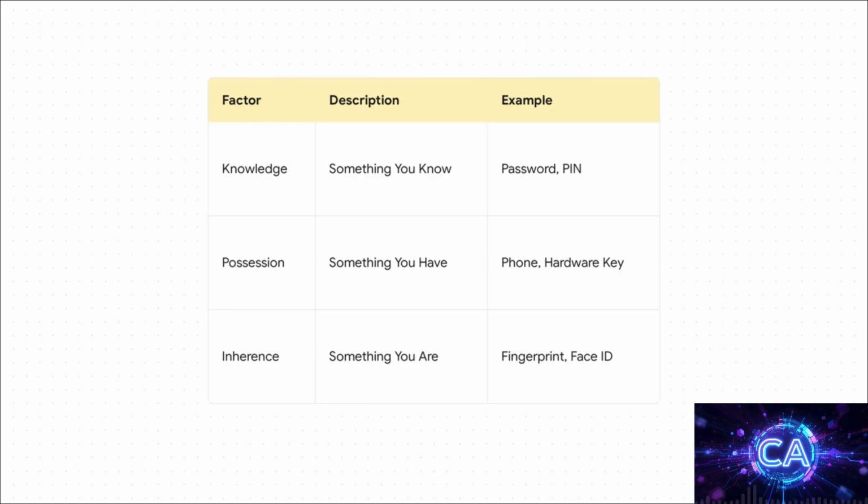So MFA works by combining at least two of these three things. First, there's something you know, like your password or a PIN. Then there's something you have, like your phone that gets a code or a physical security key. And finally, something you are. That's biometrics, like your fingerprint or your face. By forcing an intruder to have two of these different things, it becomes so much harder for them to get in.